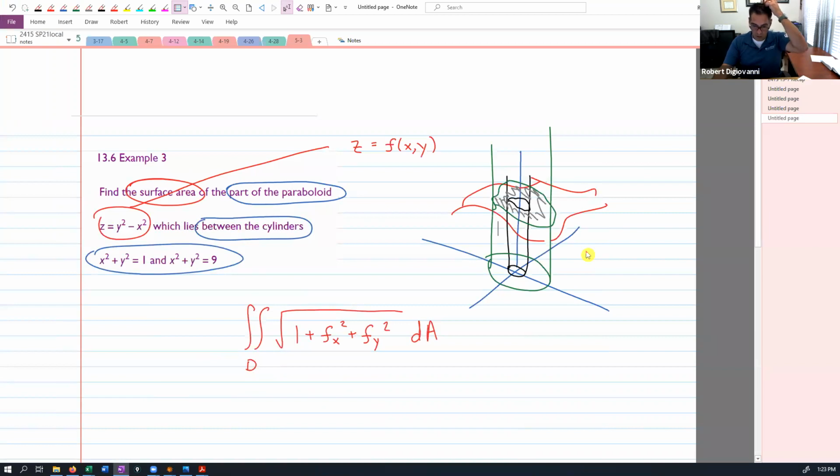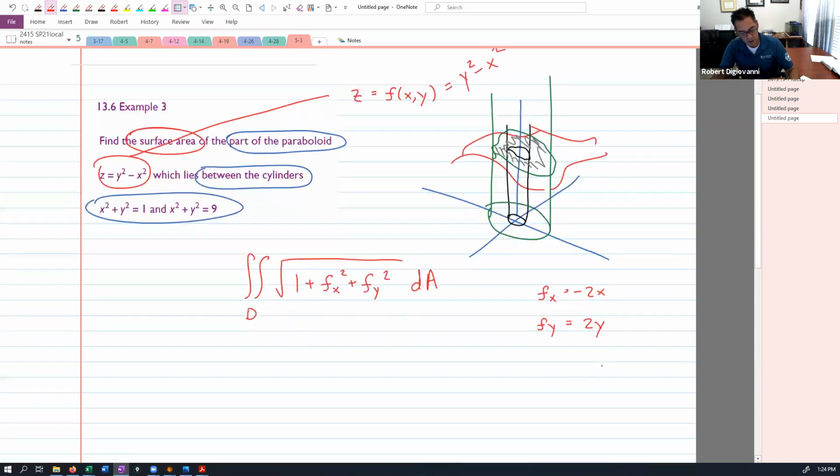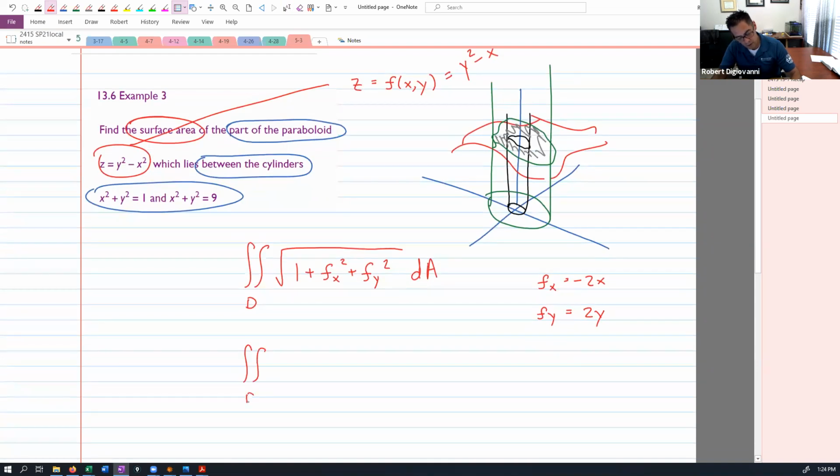So this part I think should be easy. The function of x and y, I should have put it up here, is y squared minus x squared, right? That's our function of x and y. No problem. I can find partials of that. That's easy. Partial with respect to x is just negative 2x. Partial with respect to y, that's just 2y. I'm in business here. Double integral over D, square root of 1 plus, okay, if I take the partial of this squared, I get 4x squared.